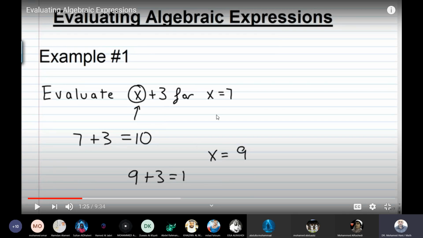Now the value of x will be changed from 7 to 9, okay? So put the value of x now as 9. 9 plus 3 will be 12. So you see that will be 12, okay, Abdullah?